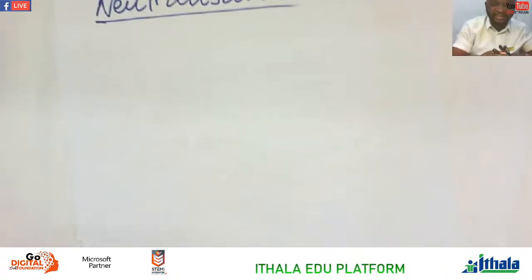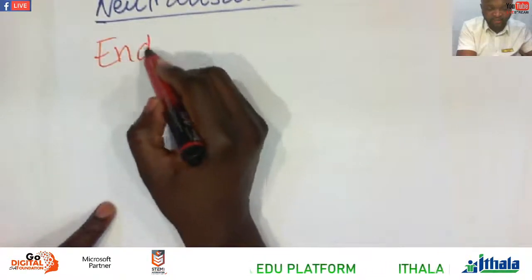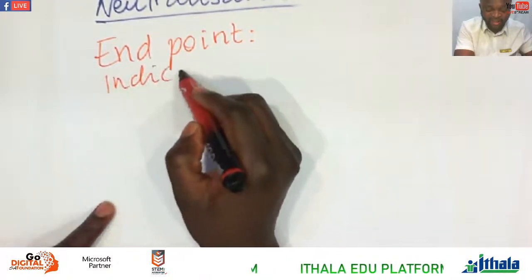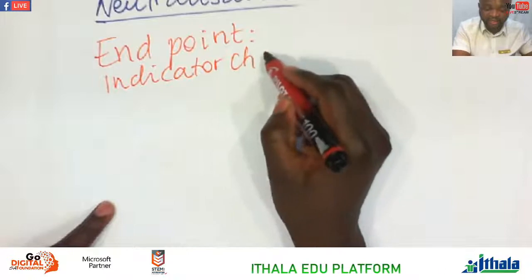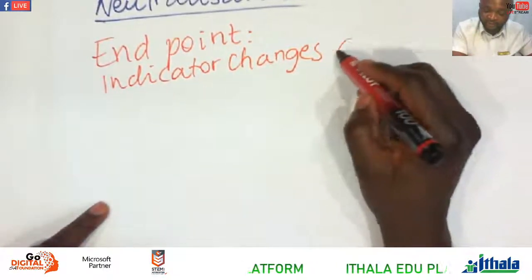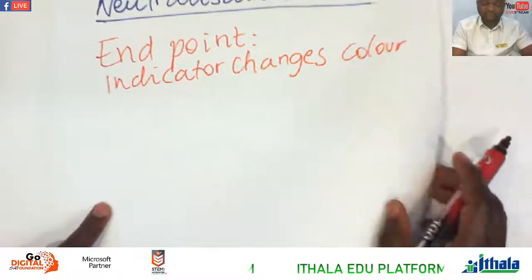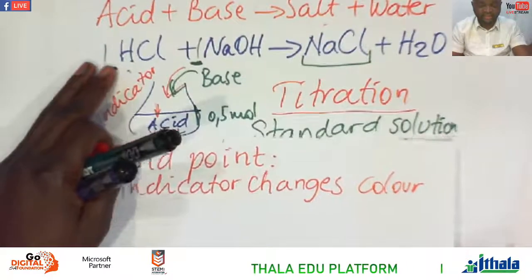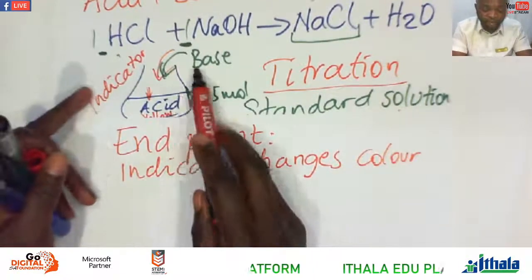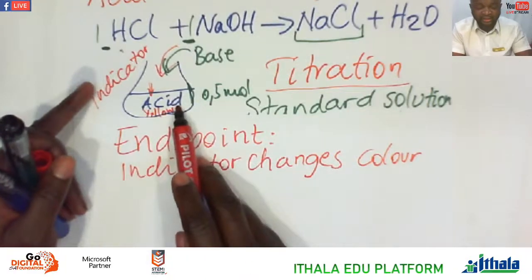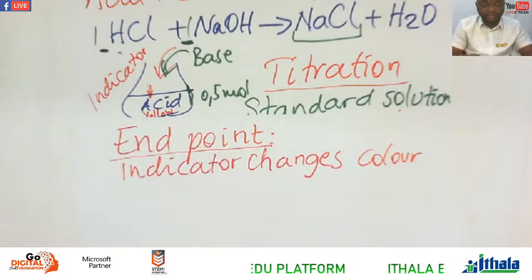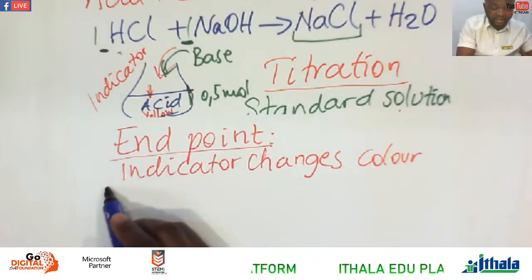So with titration, we need the end point. The end point is just the point where the indicator changes color. At that point, you have to stop adding the base or the acid. In our example, we are adding the base to the acid. So when just a drop of the base changes the color, we have reached the end point. At that point, we also talk about the equivalence point.